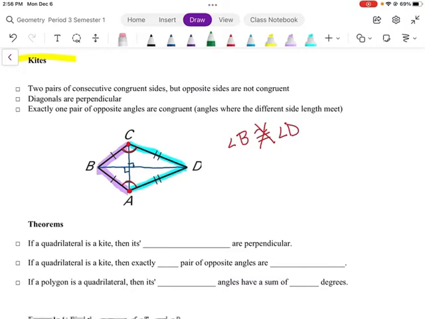Another thing to note is it does cut the perpendicular, or the bisector that connects the congruent angles. It cuts that one in half. So those two segments are congruent to each other as well. So those are all things you're going to want to note about a kite, which will help us solve for different problems.